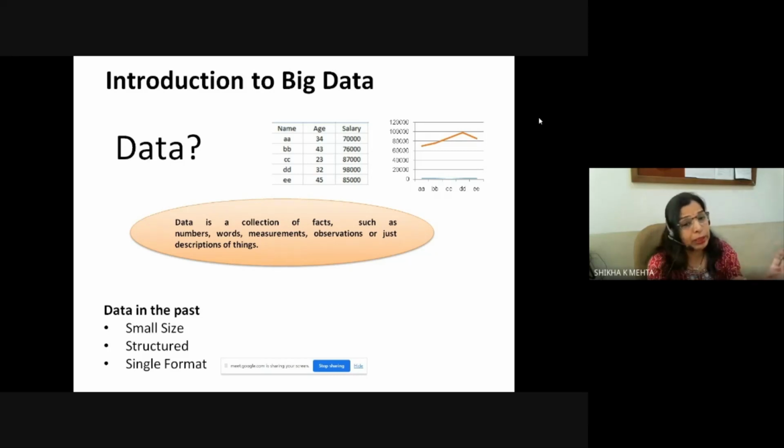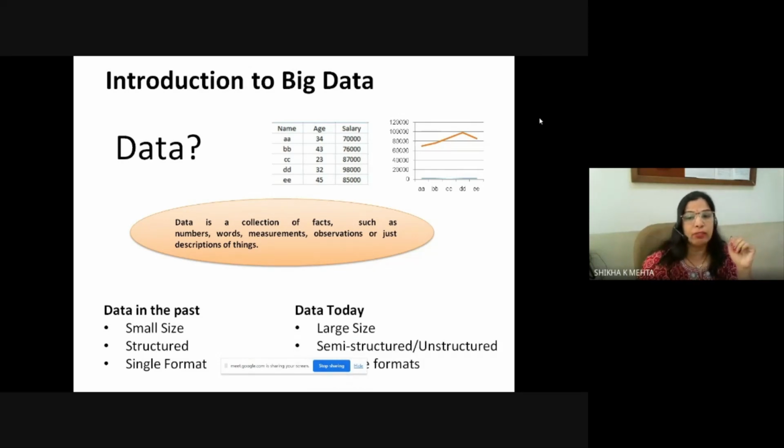So in that era, let's say the last 50 years, all the techniques, technologies and tools were designed to handle data that was in a structured format and had a single format. But now, when we talk about the data we have today, it is large in size. How large? Beyond imagination, because we cannot measure the size of this data. Nobody can tell what is the size of data available at present.